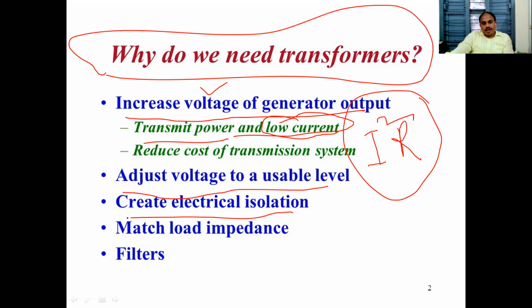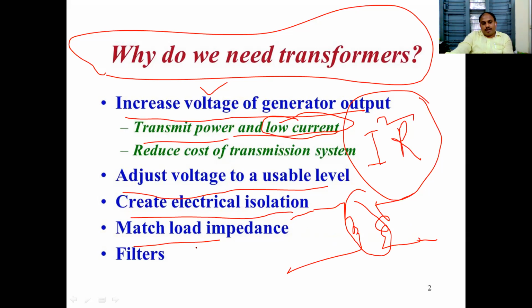Transformers provide electrical isolation because there is no electrical connection between the primary and the secondary. Suppose this is the primary and this is the secondary. No direct electrical connection, only magnetic coupling. Magnetic coupling, no electrical connection. So that's why isolation is provided with the help of the transformer.